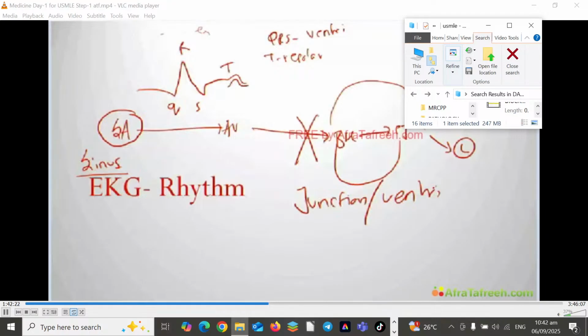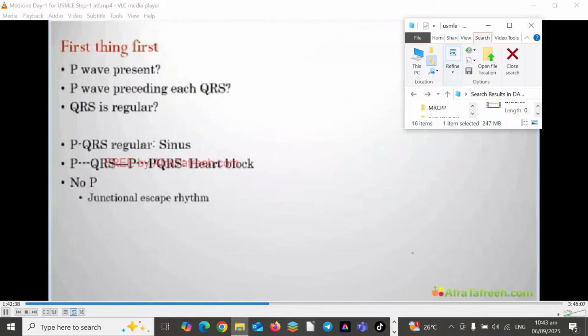It is very important from an EKG point of view to understand what is driving the rhythm. Whatever is driving the rhythm is the main culprit, and that is why we need to understand that. So the first thing you see for an EKG rhythm is the presence or absence of a P wave. If a P wave is present, that means there is an SA node which is active.